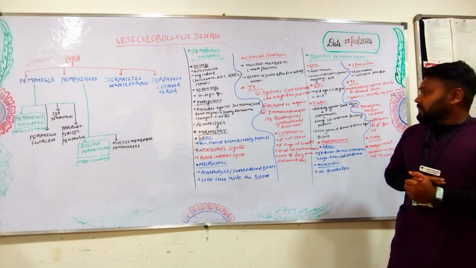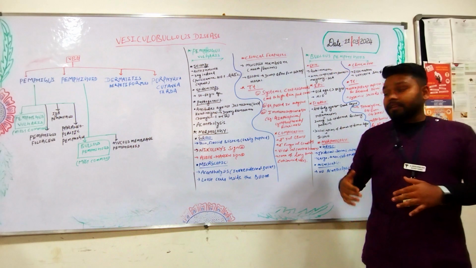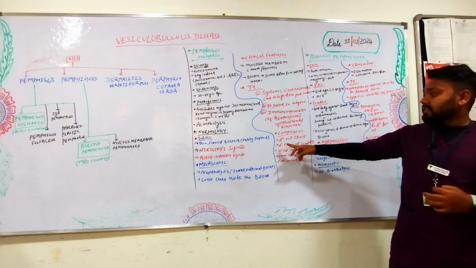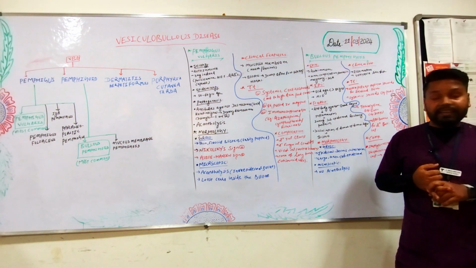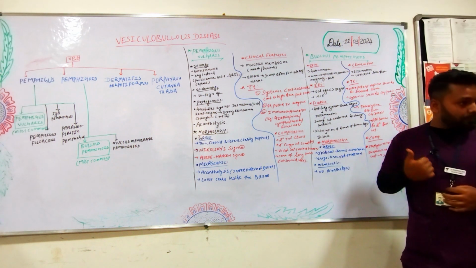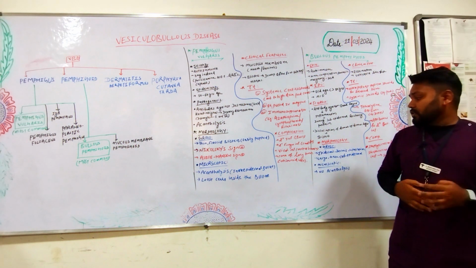And then complications. After someone gets pemphigus vulgaris, these are the complications which can be seen in later stages. So secondary infections by bacteria, and then fungal infections, that is candida, can be seen, and then viral infections. So what are the viral infections? Herpes simplex.